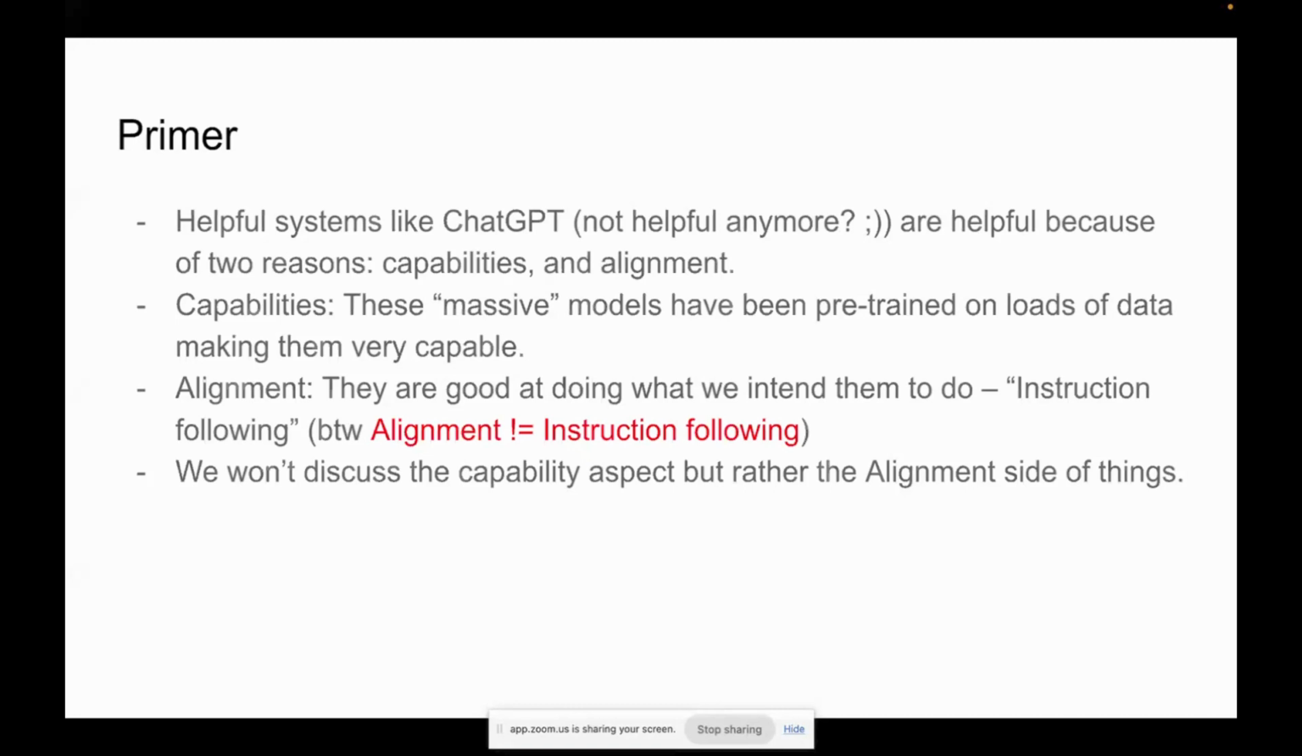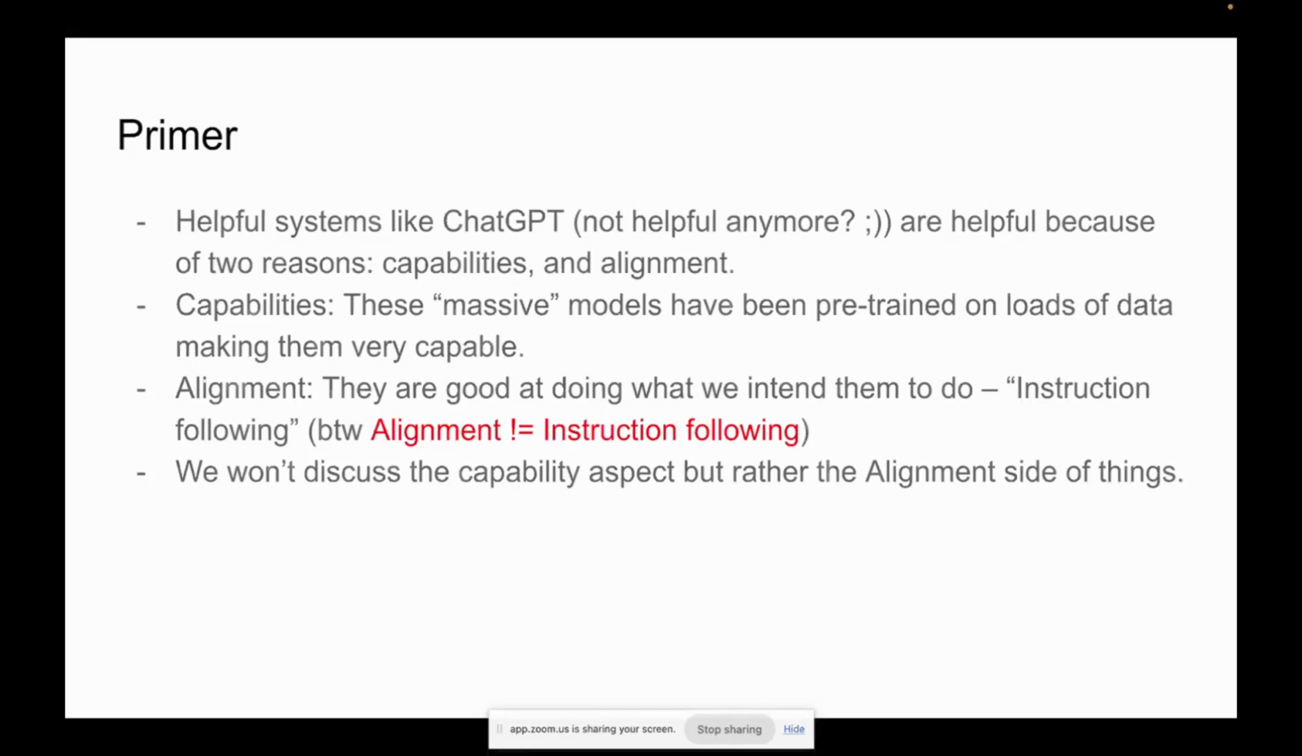So, as a primer, first of all, we'll discuss the base thing over here, which is that in order to deploy helpful systems like ChatGPT or these new models like Anthropic's Claude 3 suite, or of course new models that are coming up every day, there are basically two things that we want, right? There are basically two aspects that we want to get satisfied. The very first is the capabilities aspect, and the second one is the alignment aspect.